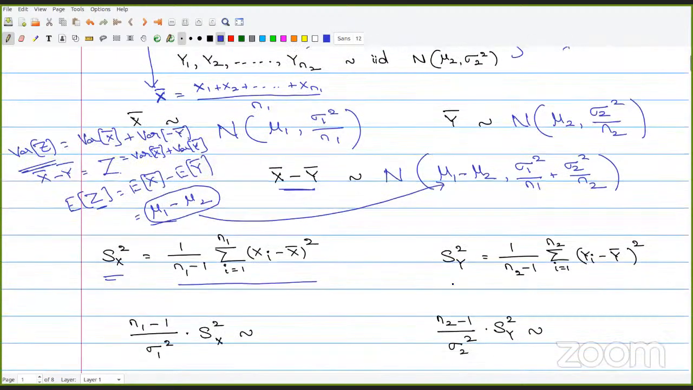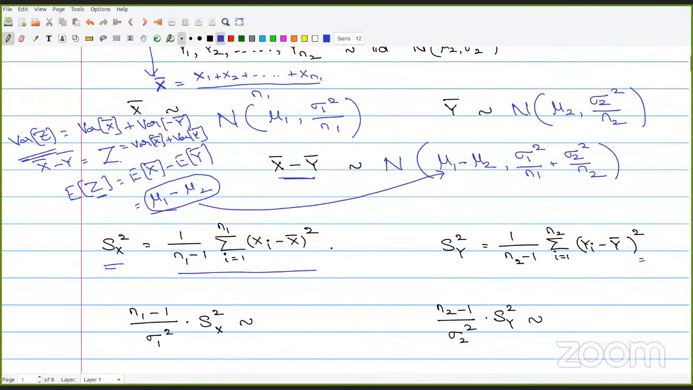Now tell me, this we know from week 7. This is the new thing we learned in week 12. If you have this sample variance, then n1 minus 1 multiplied by sx square divided by the population variance will follow a chi-square distribution, chi-square n1 minus 1. Here n1 samples are there.